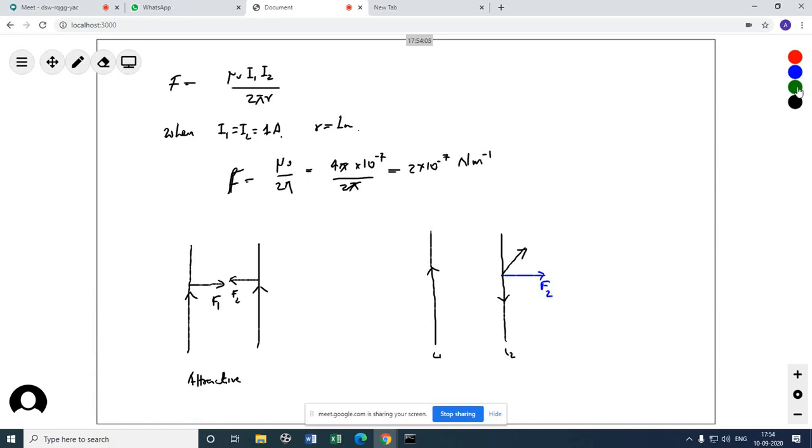Similarly, in this case, you see the magnetic field on this side, it would be this way. This is B, and this is F1. So they are in the opposite direction. They will repel each other. Okay, opposite currents repel each other, and same direction currents attract each other.